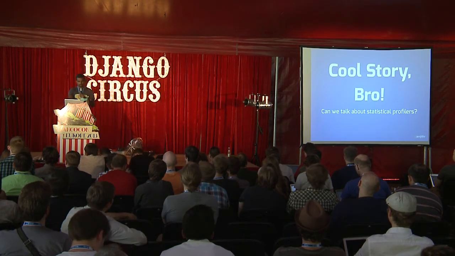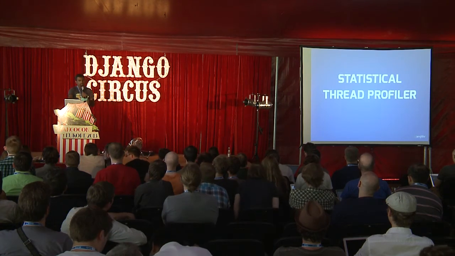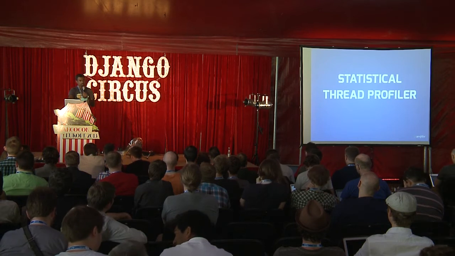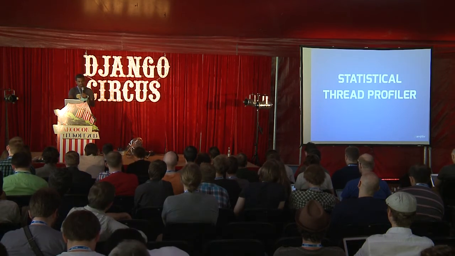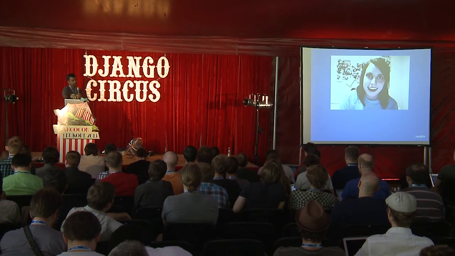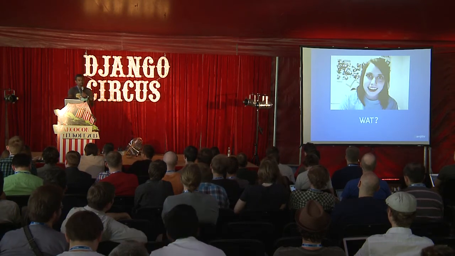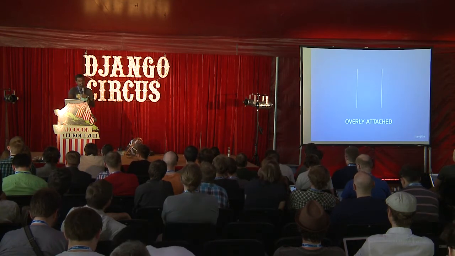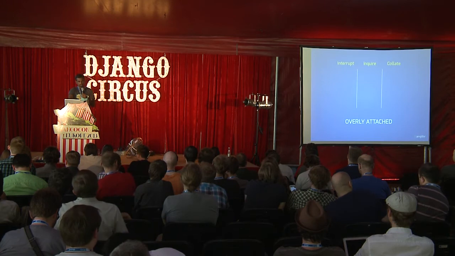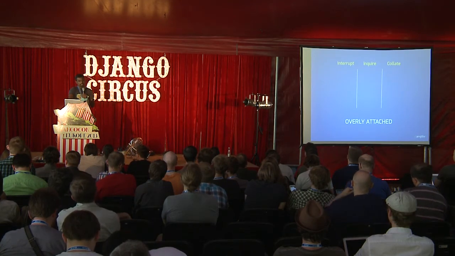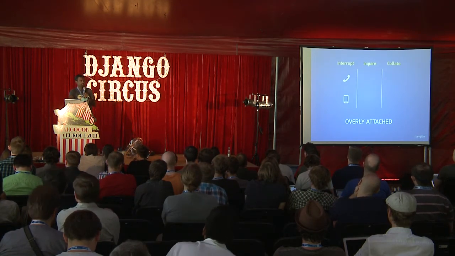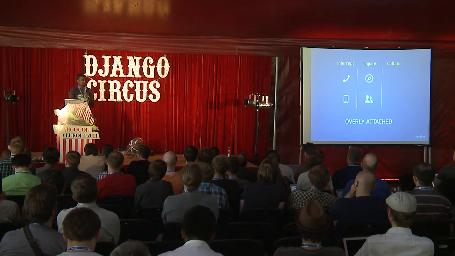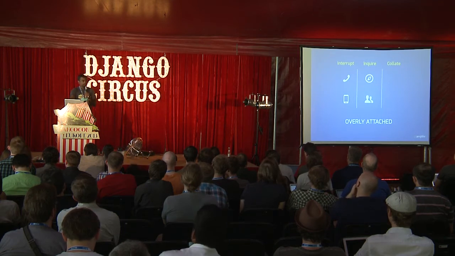I'm almost there. So I'm going to introduce thread profilers, or as I call them, statistical thread profilers, using a simple analogy. Your statistical thread profiler is like an overly attached girlfriend or boyfriend. Let me explain. Overly attached behavior is categorized into three sections: interrupt, inquire, and collate. Imagine getting a phone call every hour, or a text message, asking where you are, or who you are spending time with, or who the people you're hanging out with are.